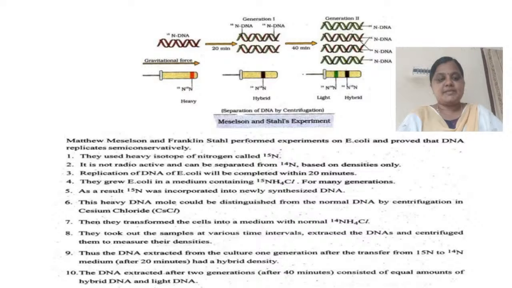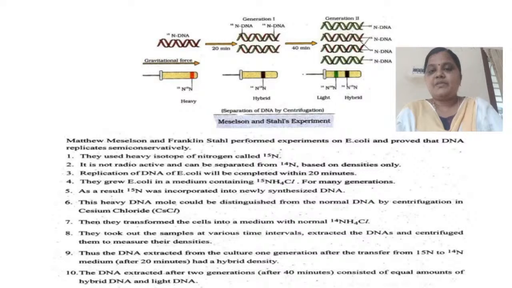To prove this, they used a heavy isotope of nitrogen called 15N. The replication of DNA in E. coli is completed within 20 minutes. See the diagram; now I will show the diagram for this experiment.